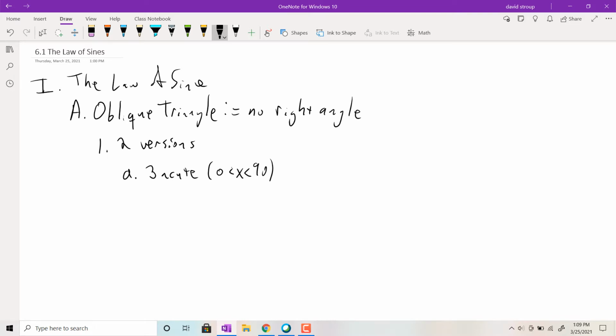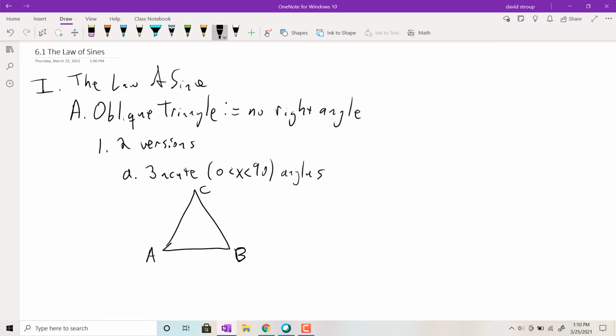So the first version, three acute angles, those triangles will look something like this. Usually we're going to label the corners of the triangle, or vertices of the triangle, going counterclockwise A, B, C.